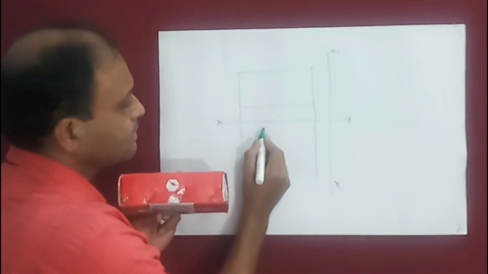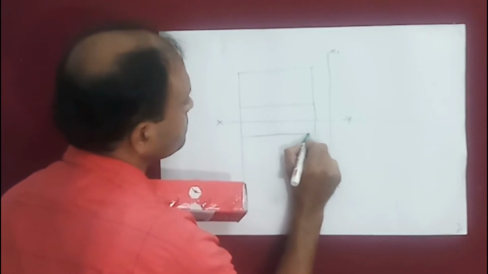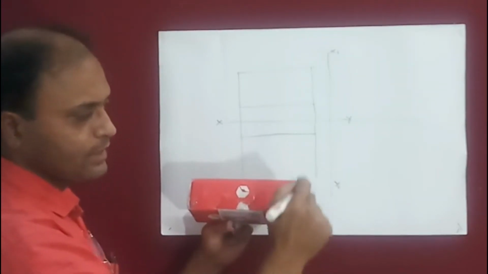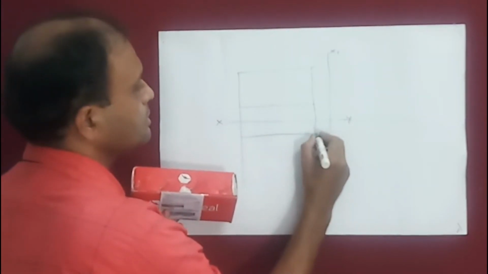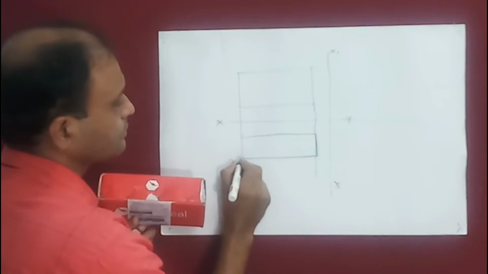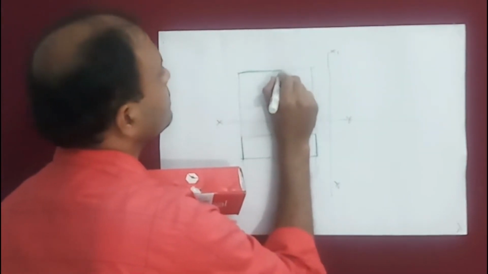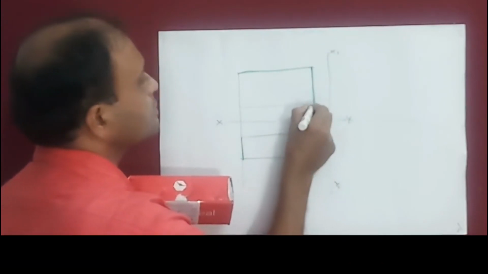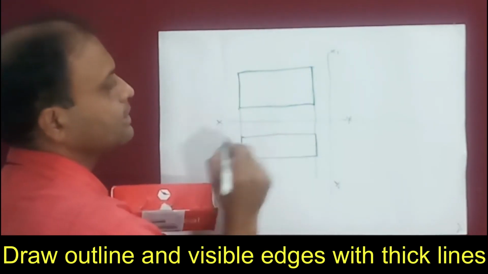Again keep 20 mm distance below XY and draw this length of the rectangle, and the width or depth of the rectangle is 30 mm. Okay, so I am just drawing that 30 mm now. So this is the top view. Ultimately we have to draw these final views by thick lines. Okay, so I am just making it thick.